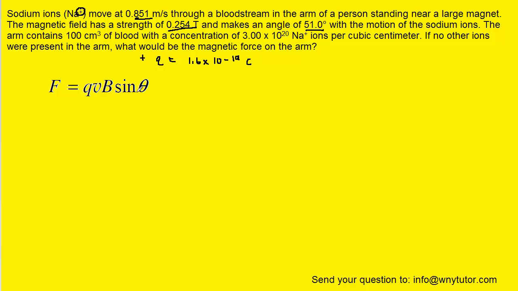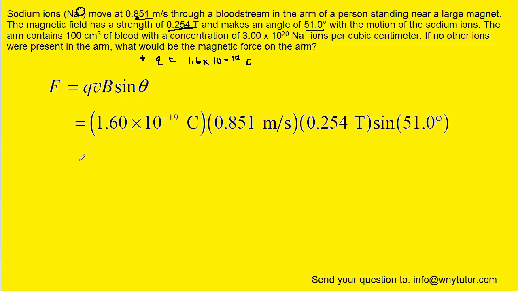So with all those known values, we'll simply plug in and calculate the force acting on a sodium ion. And after plugging in the known values, we get a magnetic force of approximately 2.69 times 10 to the negative 20 newtons. Now that's the force acting on just a single sodium ion, but we don't have a single sodium ion. We have several more than that. So our next step is to figure out how many sodium ions there are.